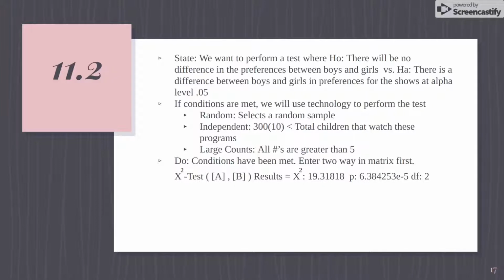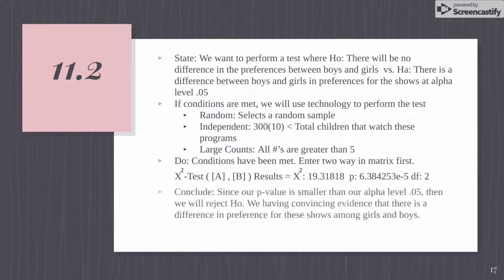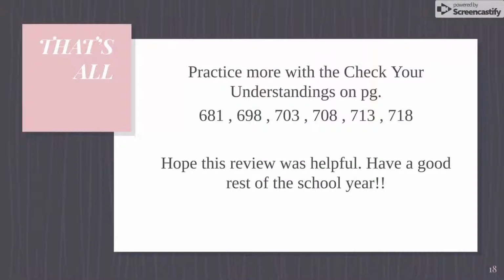Again, notice how your p-value is so small and that it also gave you your degrees of freedom. And you want to make sure that you record all your results down in your paper. Also, when you're taking a test, you want to make sure that you record exactly what the calculator gives you. So now that you have noticed that your p-value is so small, once again, you will state that our p-value is smaller than our alpha level 0.05. Then we will reject H0. We have convincing evidence that there is a difference in preference for the shows among girls and boys.